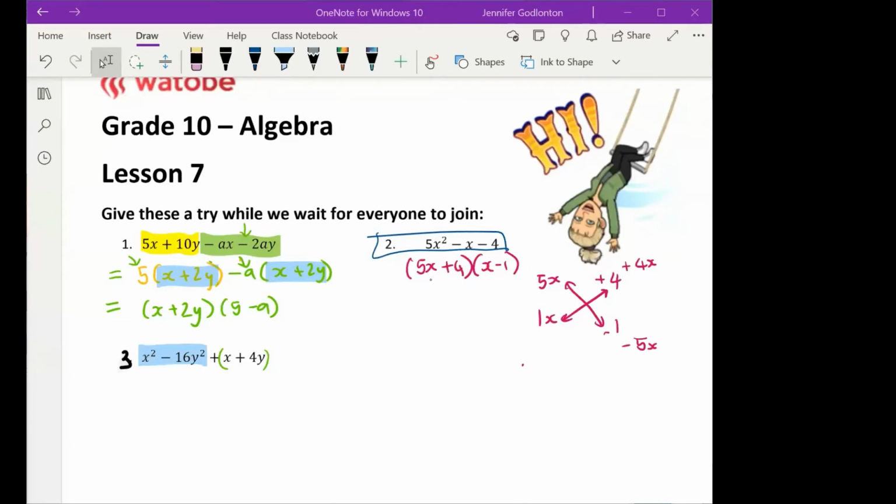So if we did the crisscross method, that's how we would land up getting to our answer. But lots of people don't do crisscross. You do the grouping method. And so let's look at the grouping method.